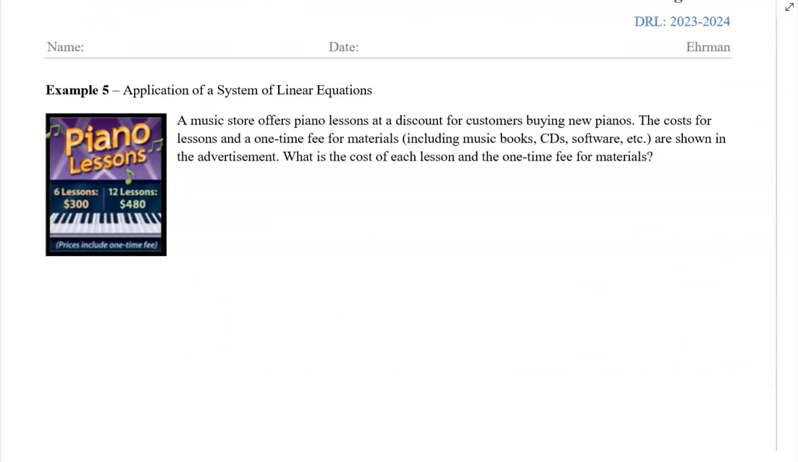So let's finish out this video with an application of a system of linear equations, and I think we'll use one of the two methods from today's video to solve it. We have a music store that offers piano lessons at a discount for customers that are buying new pianos. The cost for lessons and a one-time fee for materials are shown in this advertisement.